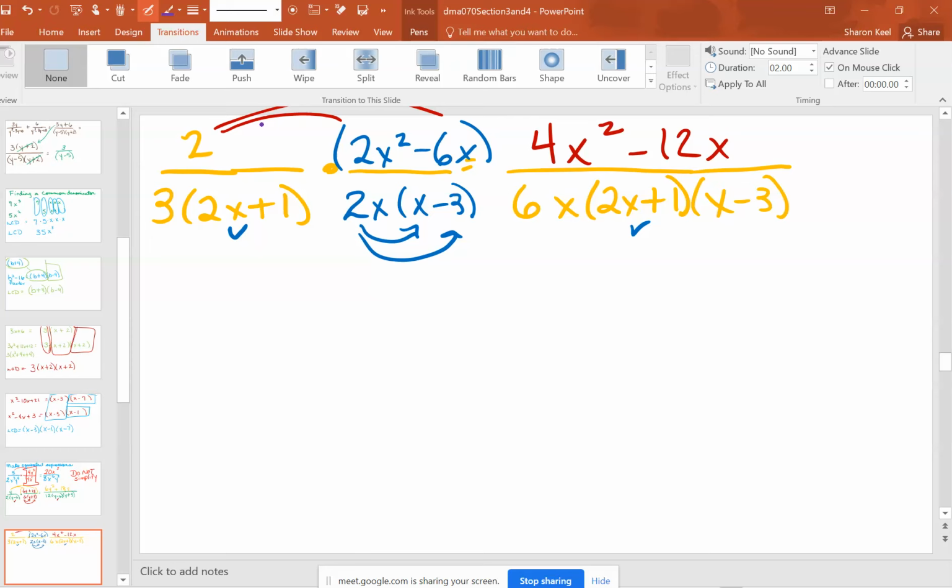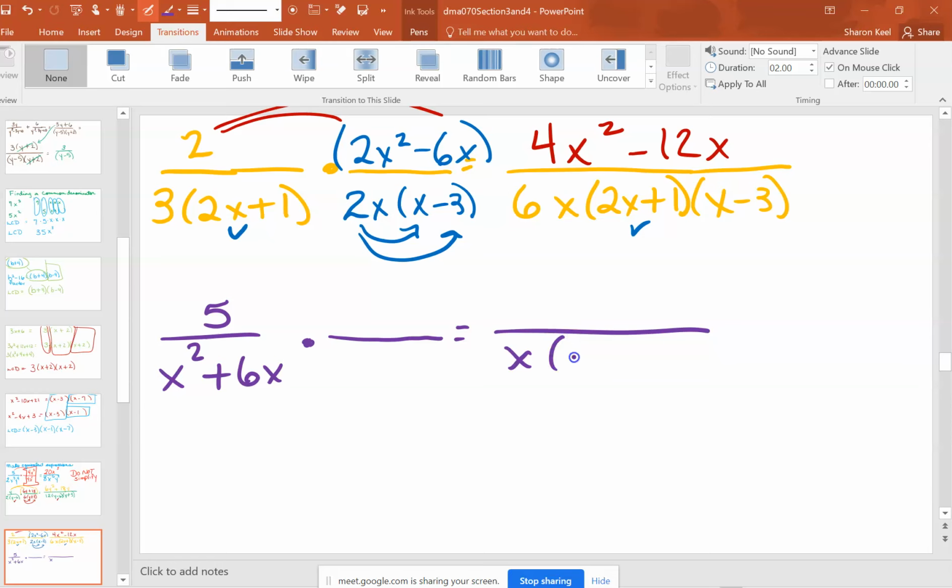Let's jump down to number 14. For this one, we have a 5 over x squared plus 6x, and then they give us an x plus 6 and an x minus 6. Now, I want you to take note here. Guess what they did not do? They did not factor that for you. So you must factor it yourself.